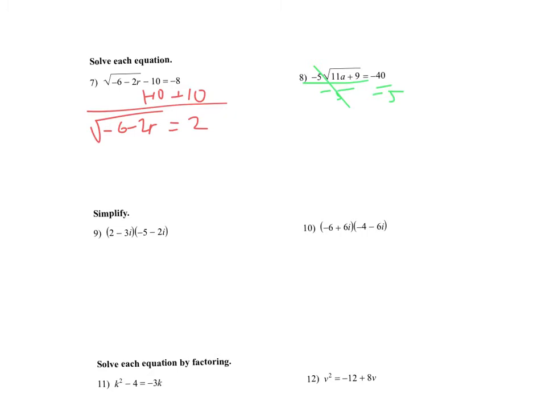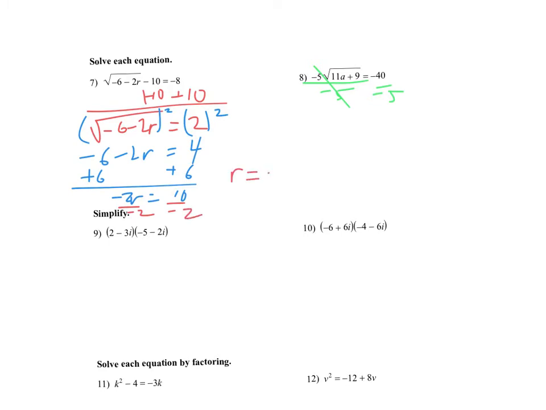Okay, but I'm going to continue with my problem here. So my next step is, when you isolate the radical, you want to square both sides. Now, when you square the radical side, it just cancels it out, so it's just whatever's inside. And then over here, you have to square this number. So 2 times itself is 4. From here, I just need to isolate the variable, so I'm going to add the 6 over. So -2r equals 10, and then I'm going to divide by -2, so I get r equals -5.